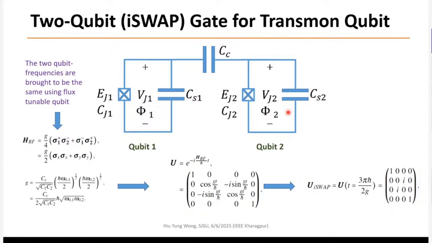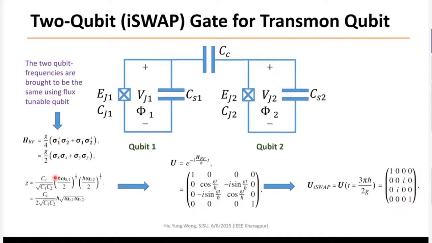However, when I want to make them talk to each other, I apply a flux through this so-called flux tunable transmon qubit. Just take it for granted: apply some magnetic flux, then the qubit frequency will be brought to resonance to be the same as this one. Then they will start to talk to each other.